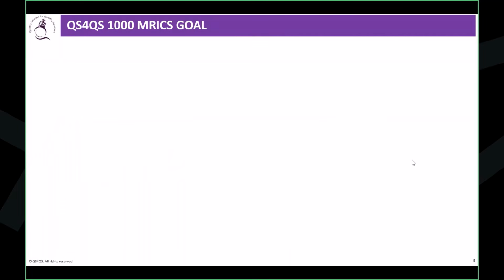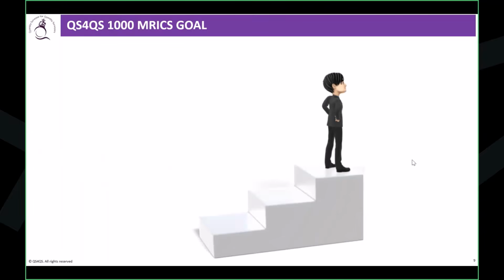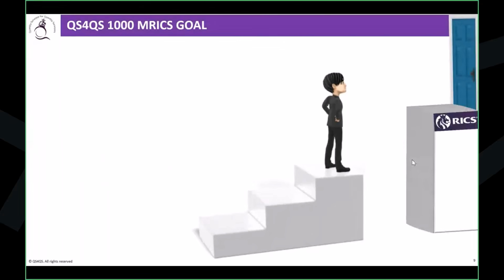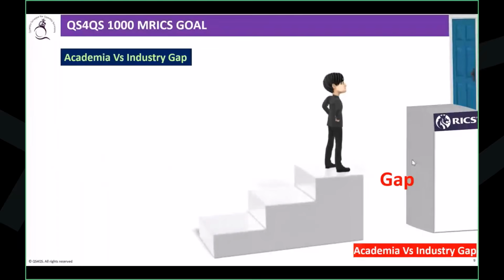Actually, I have a goal to build 1,000 RICS members. Using my 20 years of experience as a lecturer and as an industry practitioner to build the 1,000 RICS members, I found a big challenge: a gap between academic learning and the real knowledge in the industry. So to fill this gap, I have to do something. As I told you, academic.